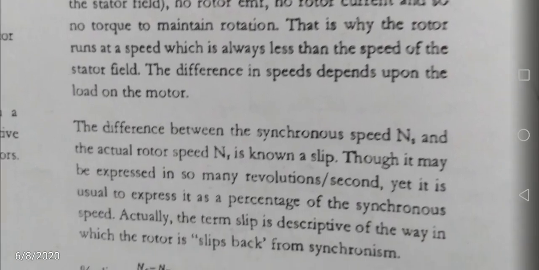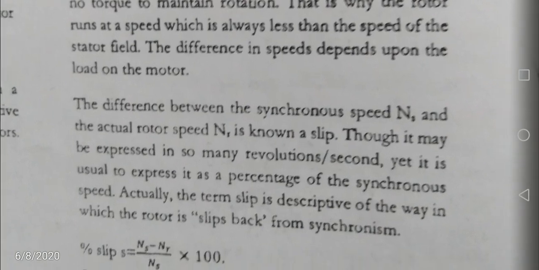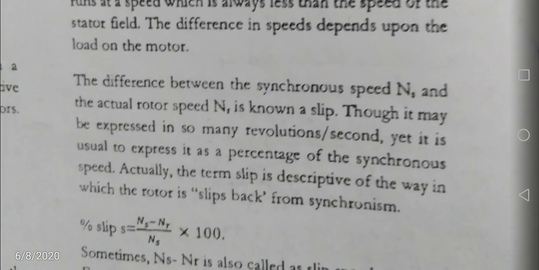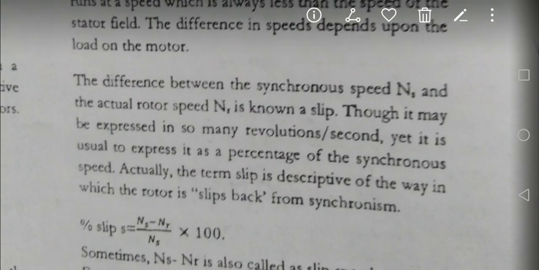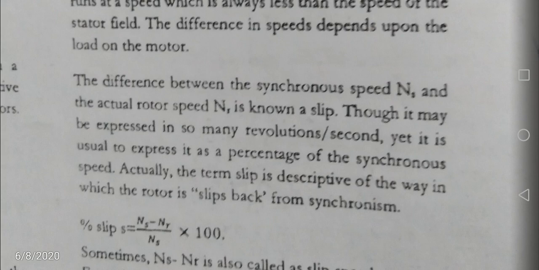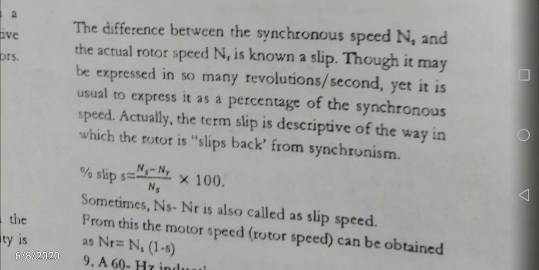The difference in speeds depends upon the load on the motor. The difference between the synchronous speed Ns and the actual rotor speed Nr is also known as slip. It may be expressed in revolutions per second, yet it is usually expressed as a percentage of synchronous speed. The term slip is descriptive of the way in which the rotor slips back from synchronism.